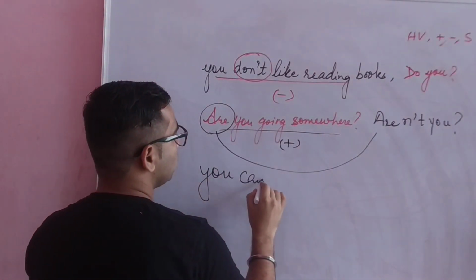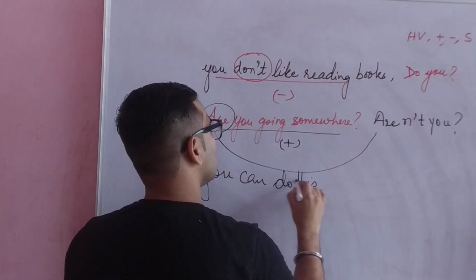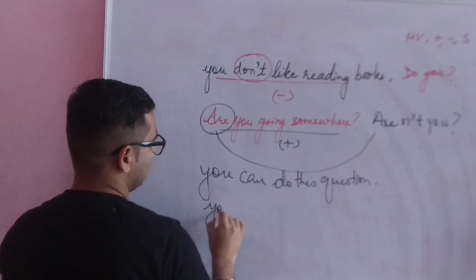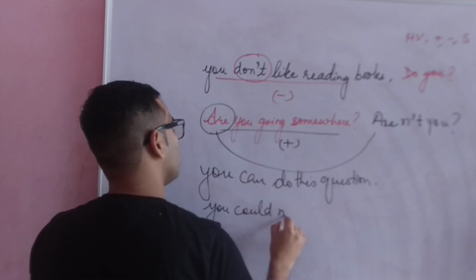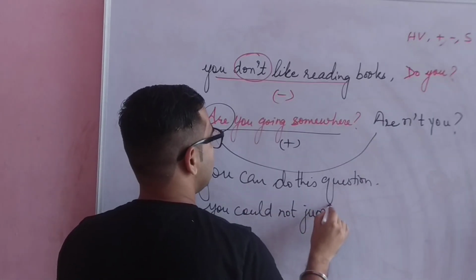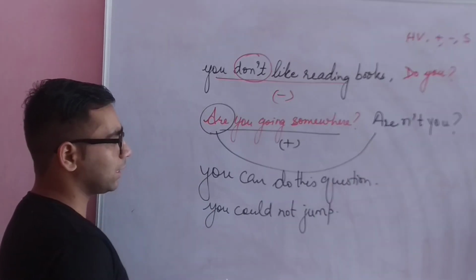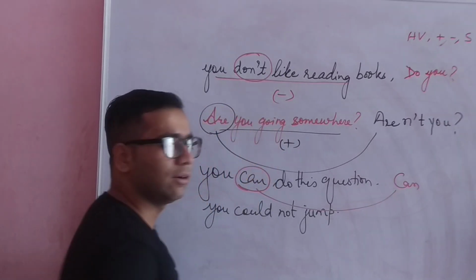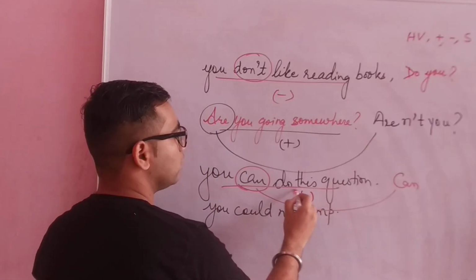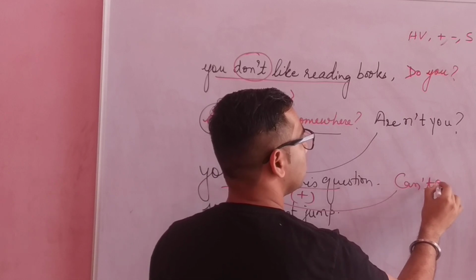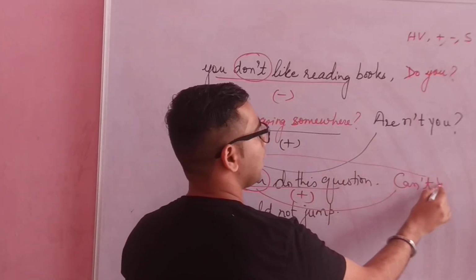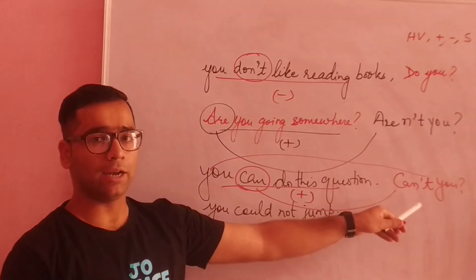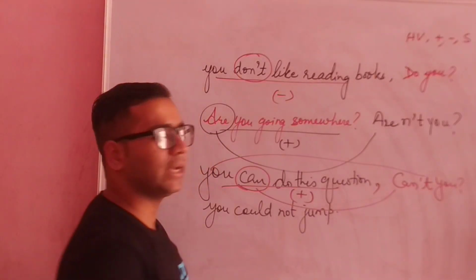You can do this question. You could not jump. Now these two, please be careful. Again, these are the concept of modal. Modal verbs. Can will be taken as it is. Fine. This is a positive statement. You will make it negative. Can't. And subject will be as it is. Can't you. You can do this question. Can't you? You have to place a question mark here.